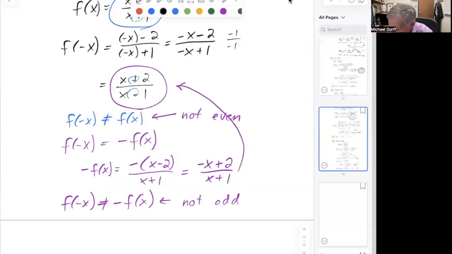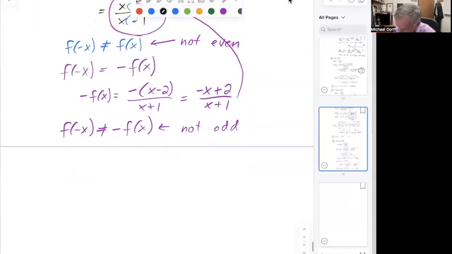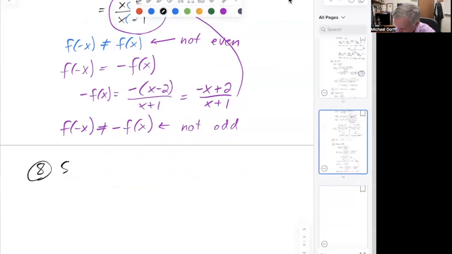All right. And then the last thing, let's sketch the graph of this.